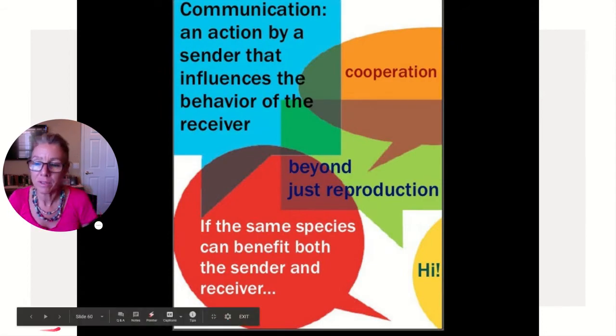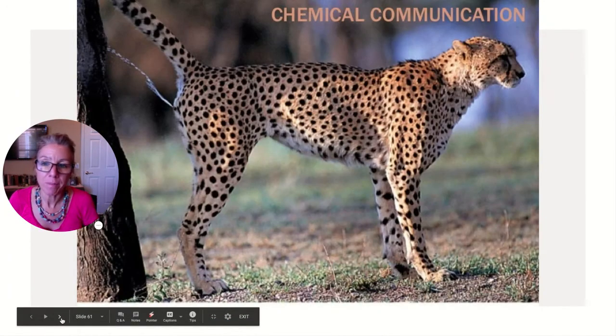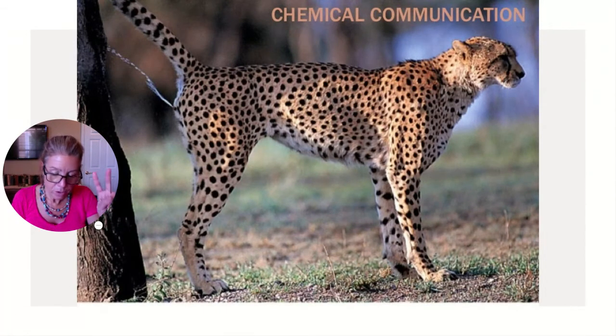So let's look at the different types. You got 1, you got 2 on communication: an action by a sender that may influence the behavior of the receiver. All right, and now we have 4 types of communication.